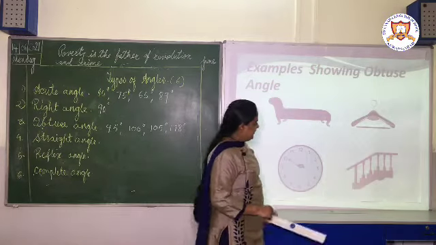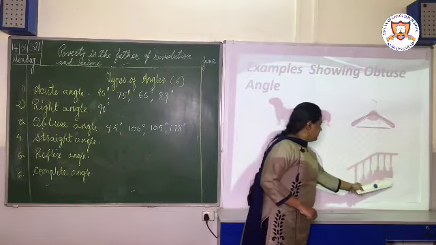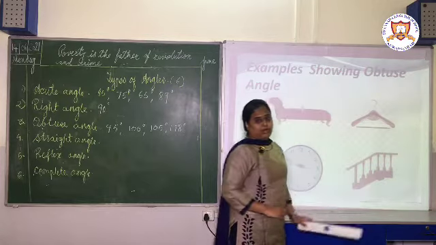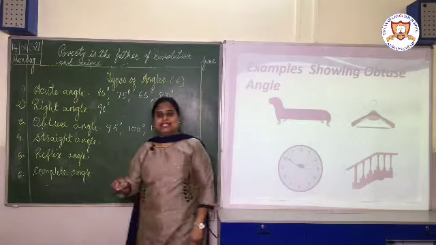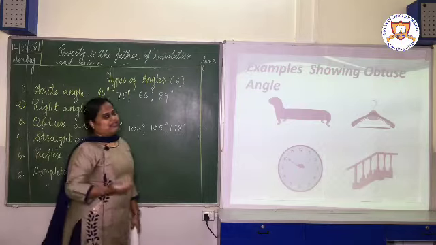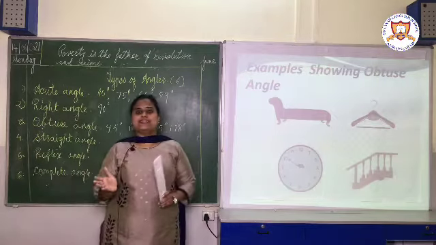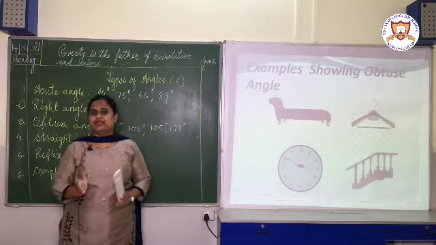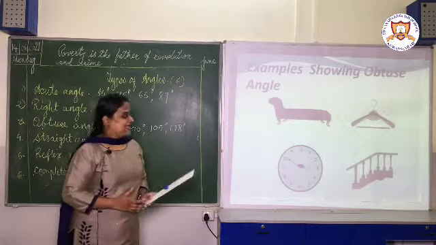And the last, fourth one, it is the staircase. See here, here also we can find the obtuse angle. Correct. These are the examples of obtuse angle which I have given you. There are n number of examples in our surroundings where we can find obtuse angles.